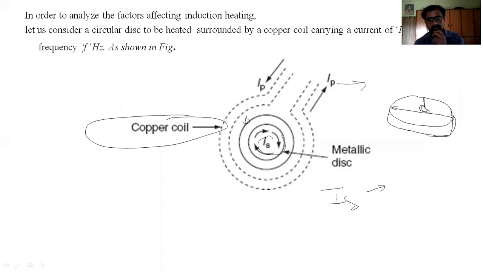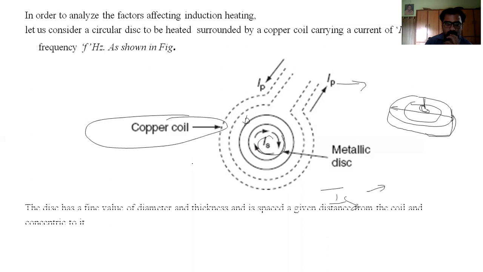The secondary current Is is carried along the surface of this metallic disc. On the surface of the disc, you are going to have this secondary current. From this, the heat developed is going to be considered from the following factors.